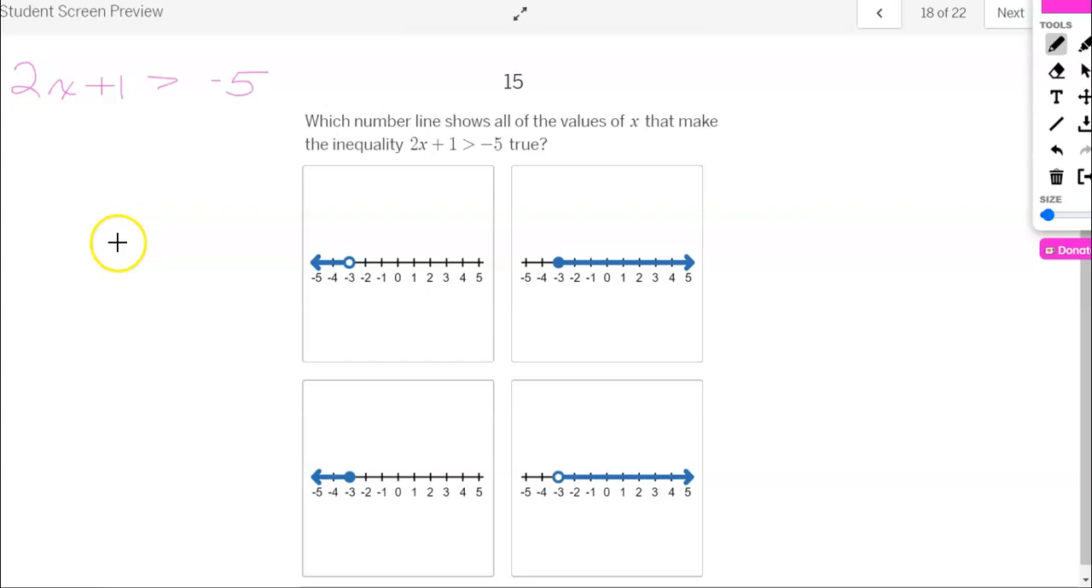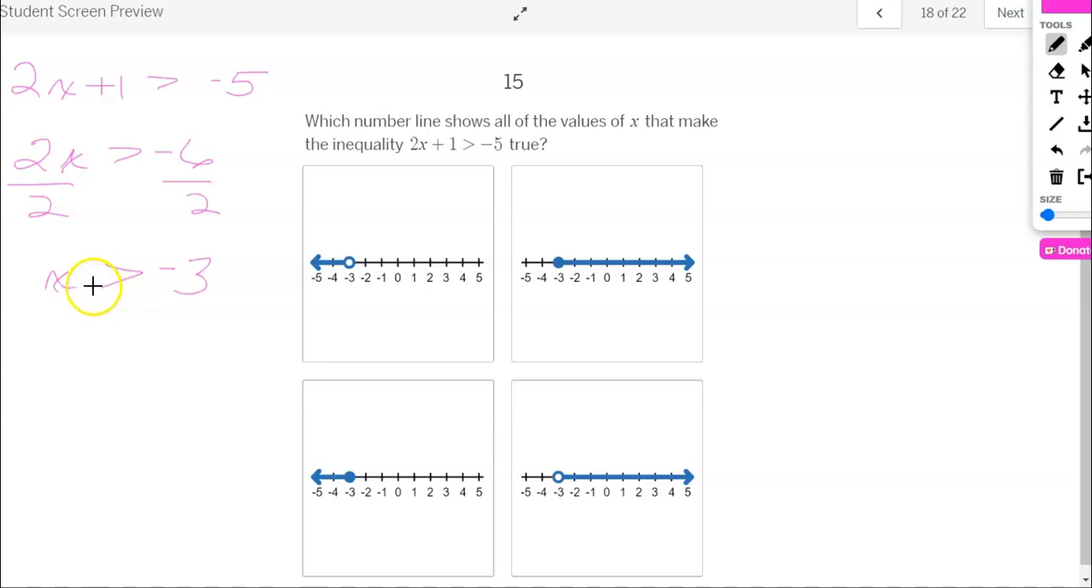And if I solve it, I solve it just like I do an equation. The only time that we change the symbol is when we multiply or divide by a negative number. So let's subtract 1 from both sides. 2x is greater than, when I subtract 1 over here, I get negative 6. I'm going to divide by 2 on both sides. I'm not dividing by a negative number. The only time that you switch the symbol is if you have a negative number under here. Okay, so I'm going to leave it greater than, and x is greater than negative 6 divided by 2 is negative 3.